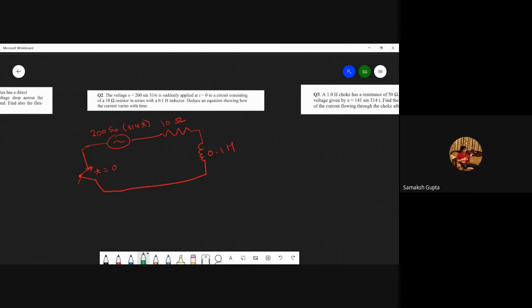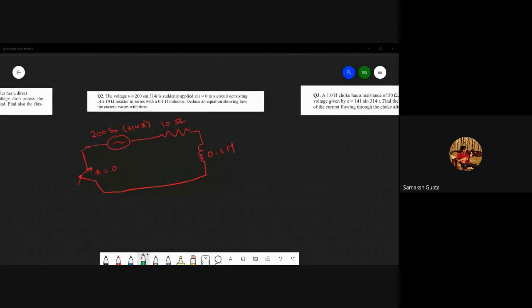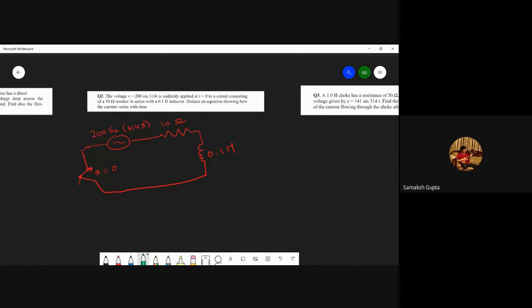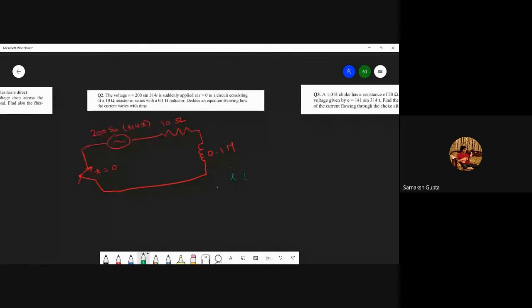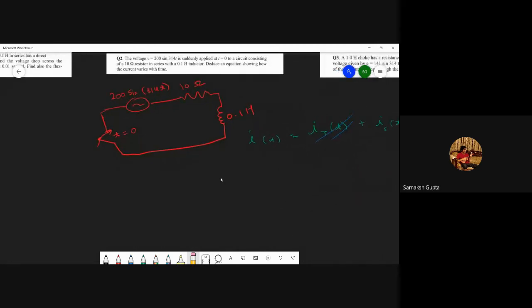So if the voltage has suddenly been applied, or the switch has just been closed at t equal to 0, this means that we need to account for the transient part as well. So in general, our I of t would be the transient part plus the steady state part. First we'll start by finding only the steady state part, ignoring the transient just for now. To find the steady state part, you need to do three things.